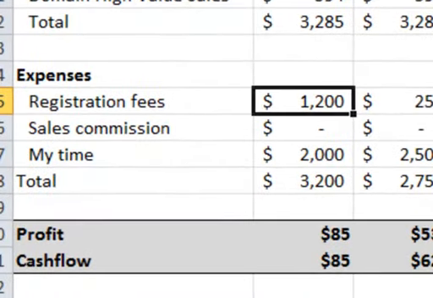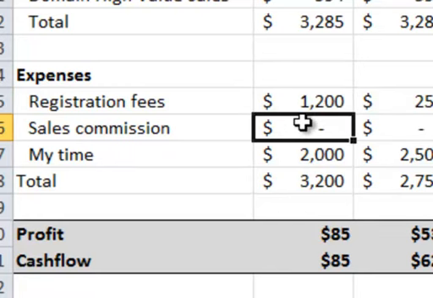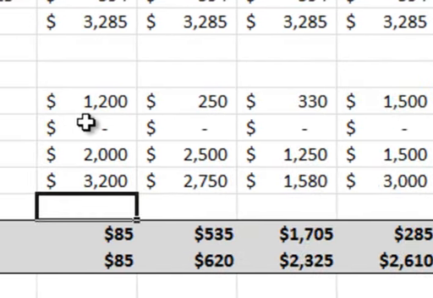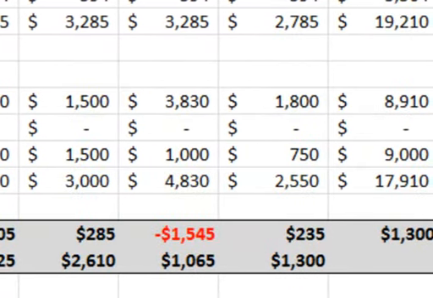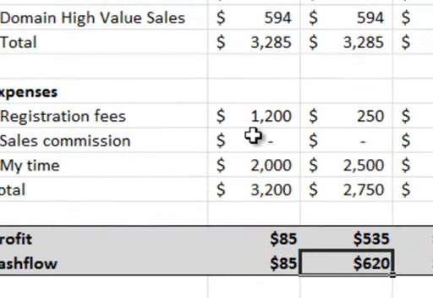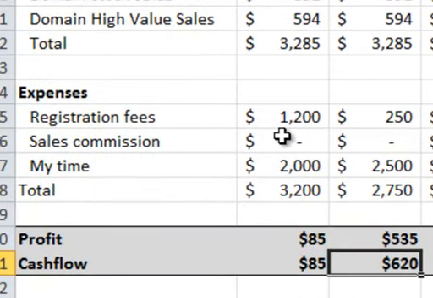Then on the registration fee side, you have your registration fees, which in this case we said $10 times the number of domains you have to actually register that month. And sales commissions, are there going to be sales commissions or not? In this case, it's assuming there's no sales commissions. My time is what you're billing your time at, and then finally the total of the expenses. So then you can see the expense line or the profit of the business on a month-by-month basis, and the cash flow is just the cumulative amount of cash retained in your business. So at the end of December, you should have $1,300 in your bank.